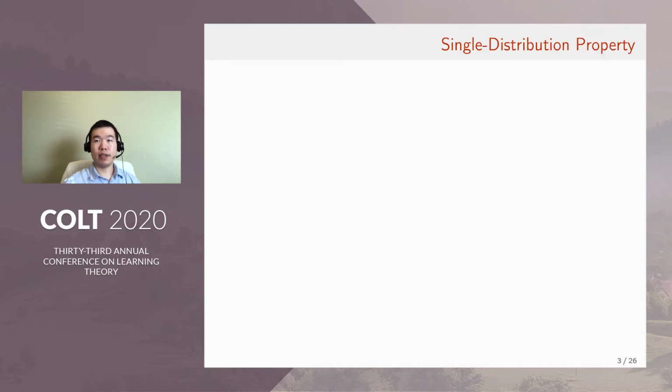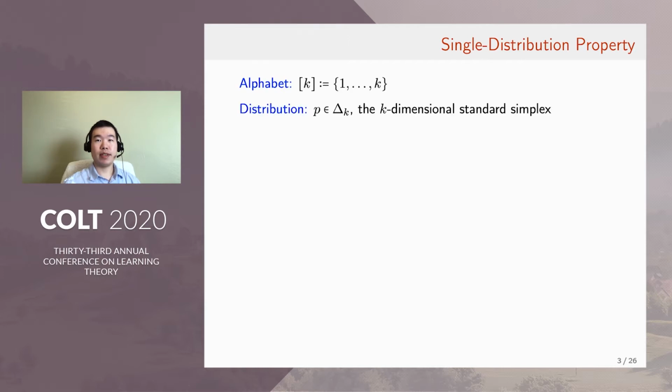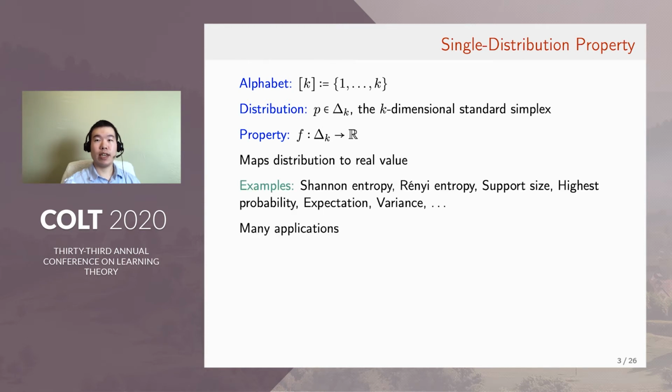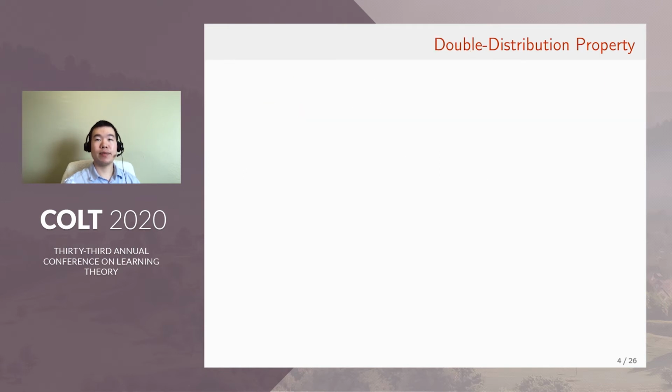So, definitions. Let me first define a single distribution property. We have an alphabet k, we have a distribution p over k, and let Δk denote the k-dimensional standard simplex. A property is simply a mapping from Δk to the real values. For example, we have Shannon entropy, Rényi entropy, support size, expectation, and variance, etc.